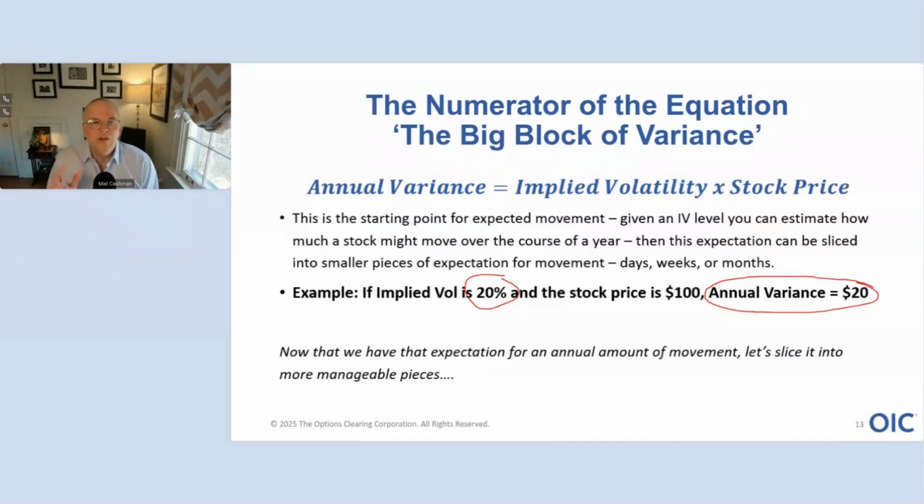When you compute annual variance, or when you compute variance in general, variance doesn't tell you anything about direction, nor do standard deviations when you start to talk about them. These are really just measurements of movement away from the mean. That's all they are.